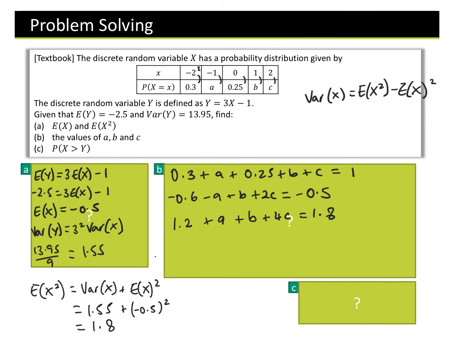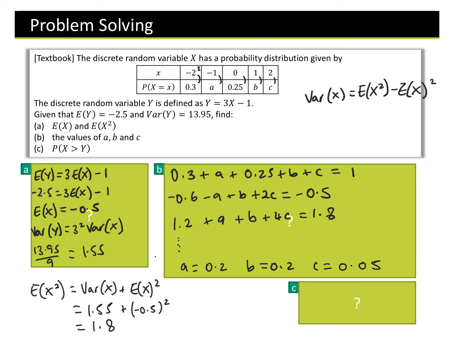You're going to have 3 simultaneous equations now, and the reason why we had to have 3 equations is because we've got 3 unknowns. Rearrange, substitute, work it out to find the values of A, B and C. So once you do all of that, you should find that A equals 0.2, B equals 0.2, and C equals 0.05.